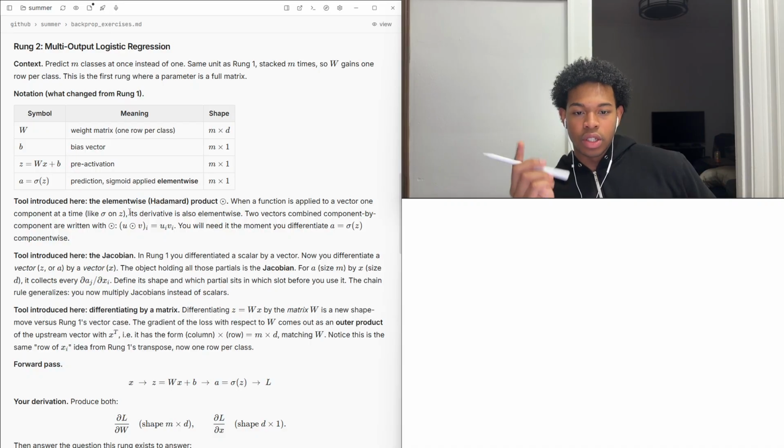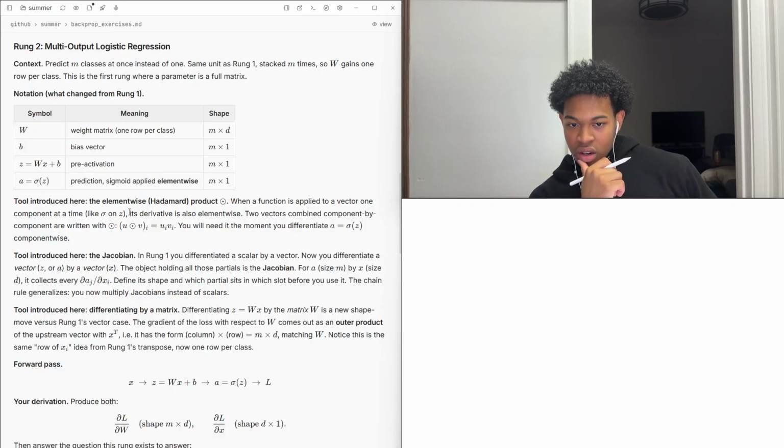Now you differentiate a vector by a vector. The object holding those partials is the Jacobian. For A, size M. Oh, is the Jacobian a vector here? Oh no, it's still a matrix. Okay. For A, size M, and X size D.